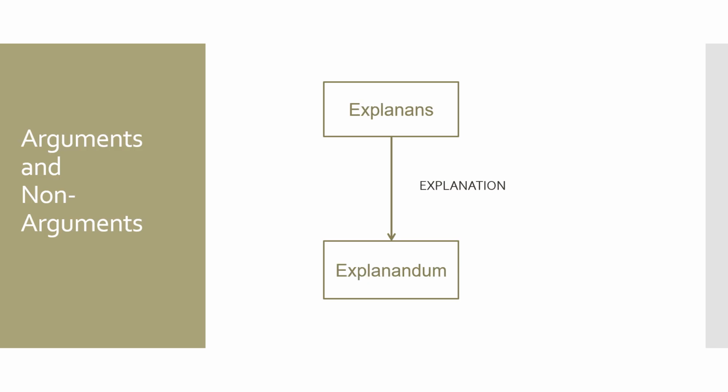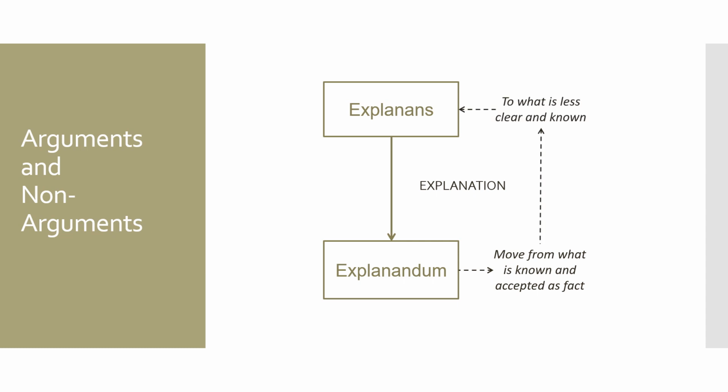In an explanation, everything goes the other way around. The thing at the top is the thing that is less known, and the thing at the bottom, the explanandum, or the thing we're trying to explain, is something that is quite known and we accept. No one is looking for proof. So what happens here is we move from what is known as an accepted fact, and then we turn to what is less clear and less known as a way of trying to make sense of it.